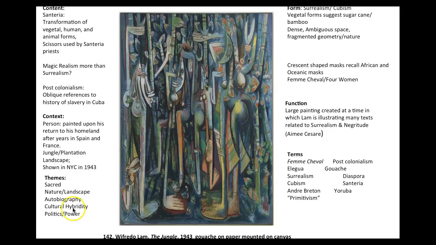Now, themes. This, as I told you earlier, is going to help you with essays. If you look up on the board, I have a list of themes. It's not exclusively those, but those are just to help you fill out your index card. For form, we're going to look into surrealism, cubism, even the vegetative forms that suggest sugar cane or bamboo, and you can see that right here on the sides, even in the middle of the picture. Dense, ambiguous space, fragmented geometry, and nature.